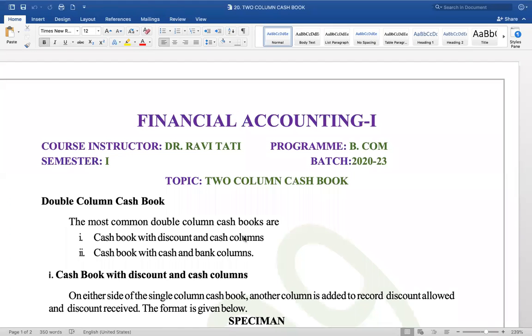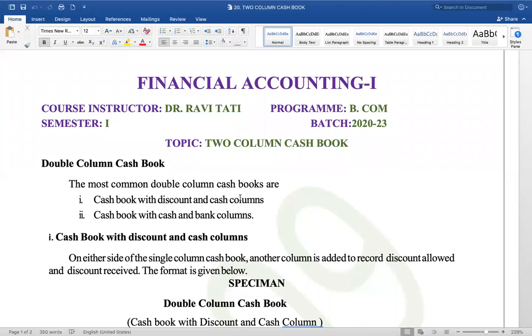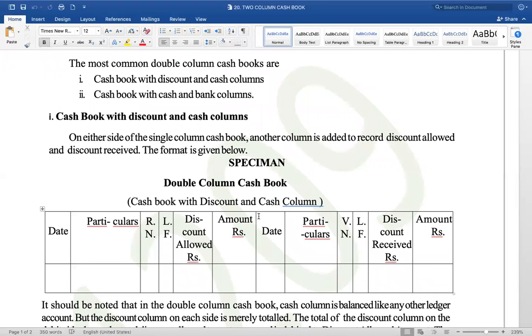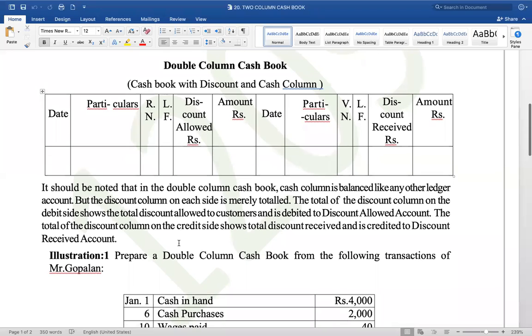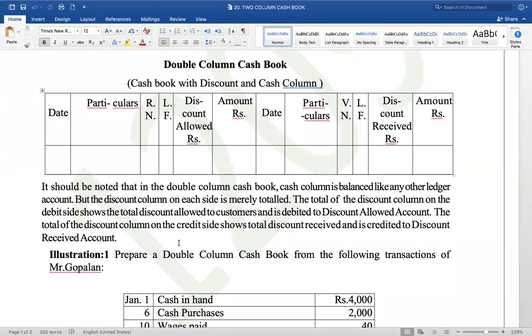The most common double column cash books are cash book with discount and cash column, and cash book with bank and cash column. But we will see cash book with cash and discount. Now this is the specimen, the format of the double column cash book with discount and amount columns. All the others will be same: date, particulars, receipt number, ledger folio, amount also is same. Only thing is discount column is added on both the sides.